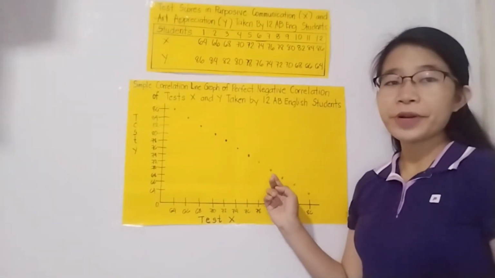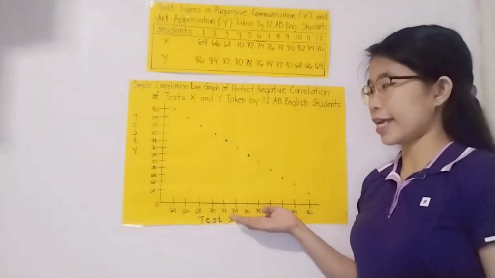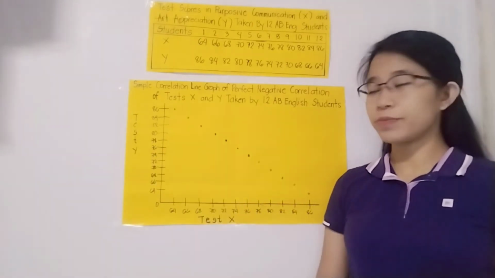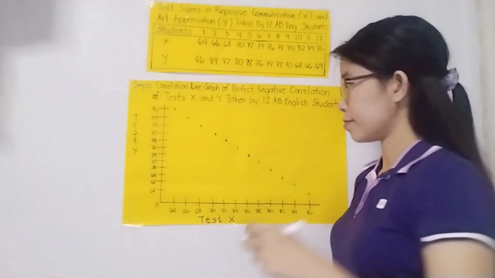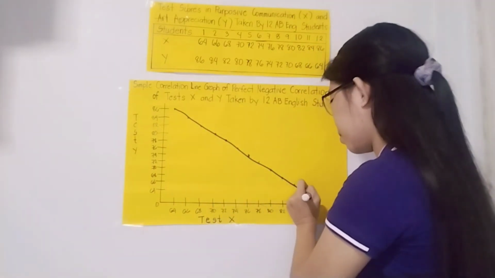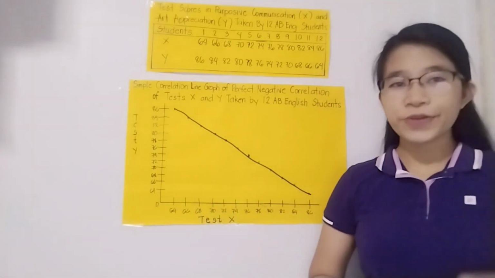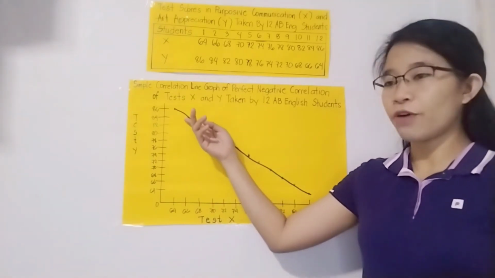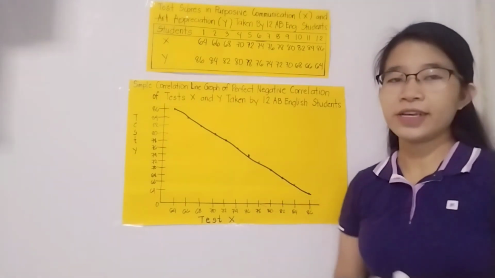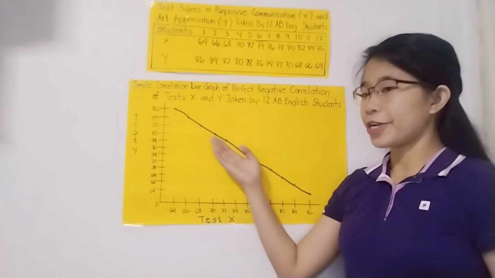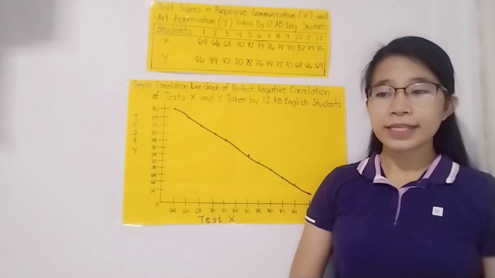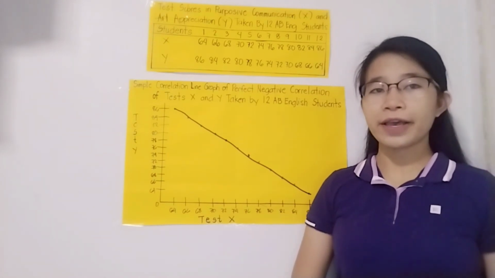The plot represents the relationship between the test x and the test y. Now, I will make a line out of this plot. As you can see, the straight line falls from left to right, and this is a linear negative correlation. This pattern means that when the score of one observation is high, we expect that the score of the other observation to be low, and vice versa.